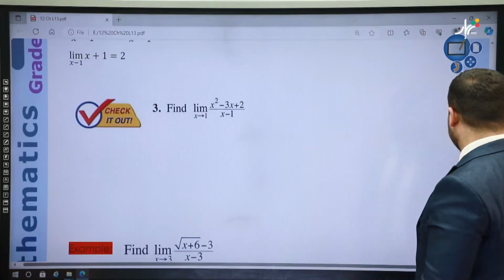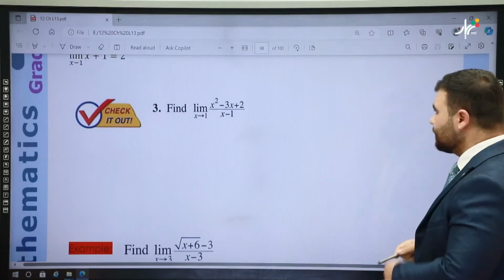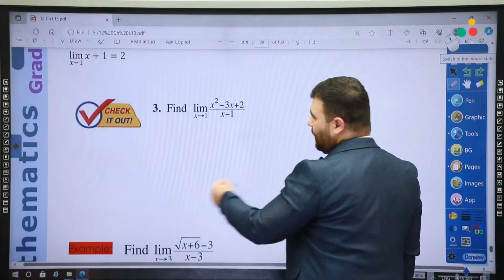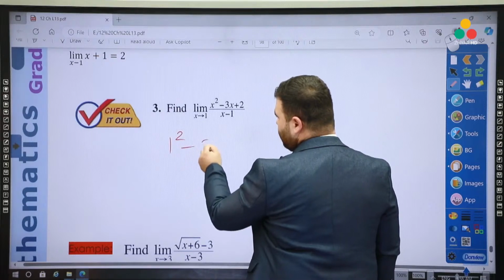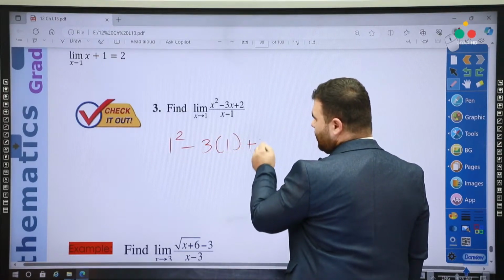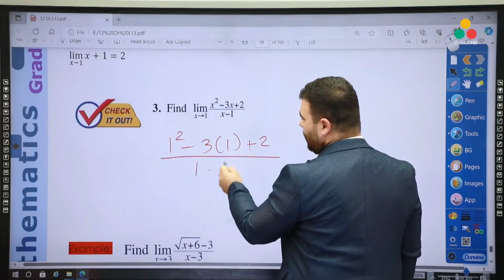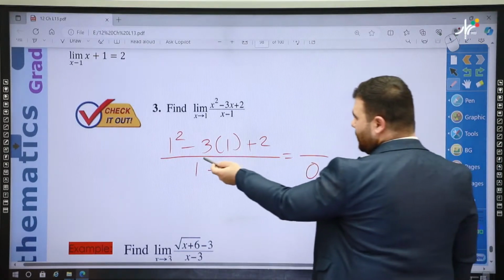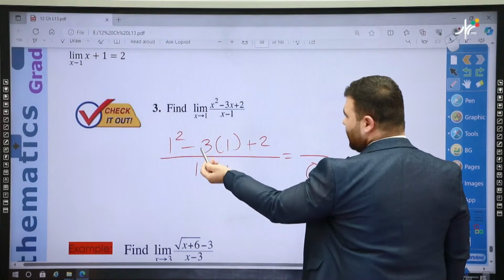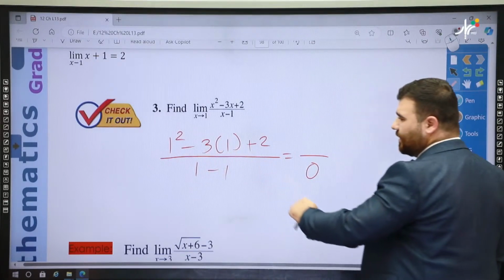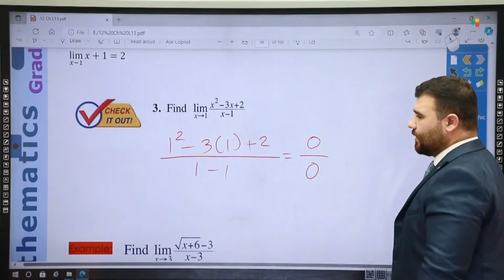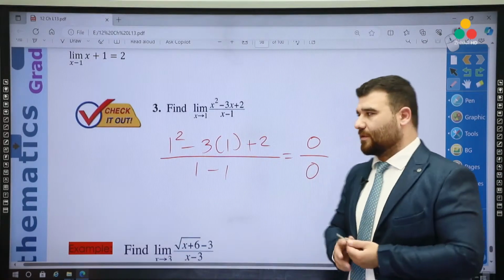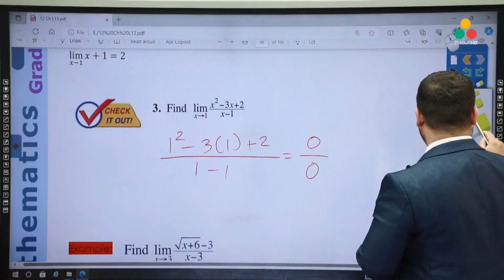Check this out. If I directly put 1 in place of x, it will be 1 squared minus 3 times 1 plus 2 over 1 minus 1. 1 minus 1 is obvious, that's 0. This one, let's calculate. 3 times 1 is 3. 1 minus 3 is negative 2. Plus 2 is 0. Since I got 0 over 0, I need to simplify this to get rid of the 0 over 0.